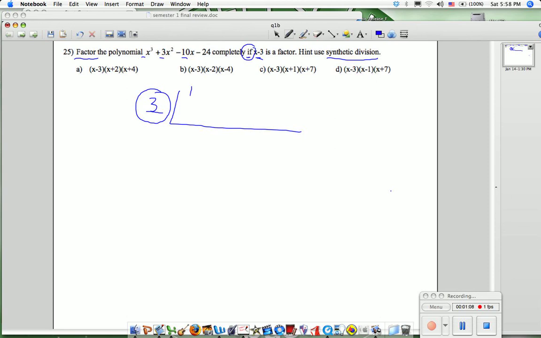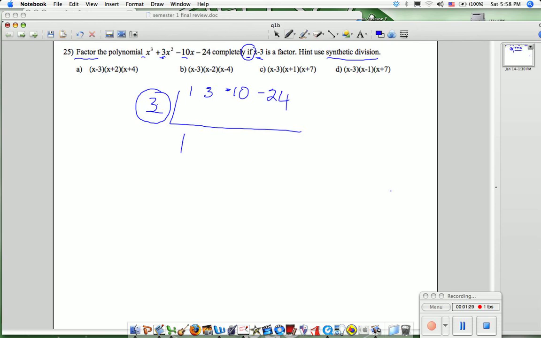What's the next power, Trina? X squared. What's the number in front of x squared? 3. Okay. What's the number in front of x? Negative 10. Okay, don't forget the negative as well. So good. Negative 10, and then the very last number is negative 24.